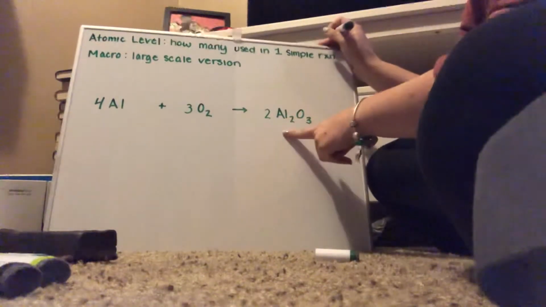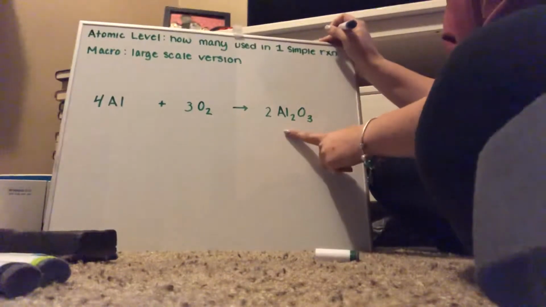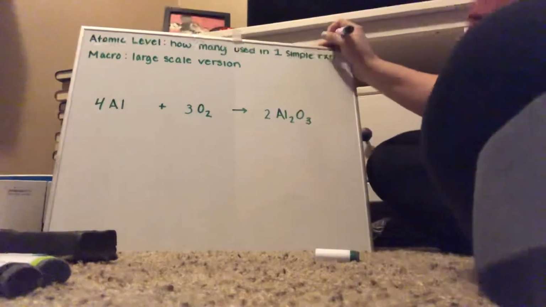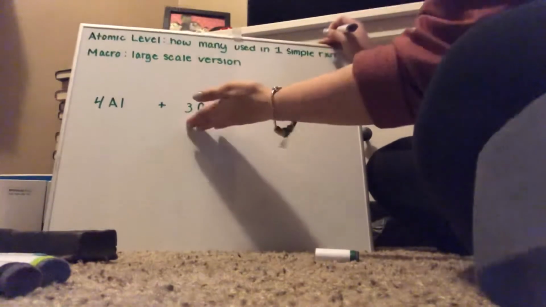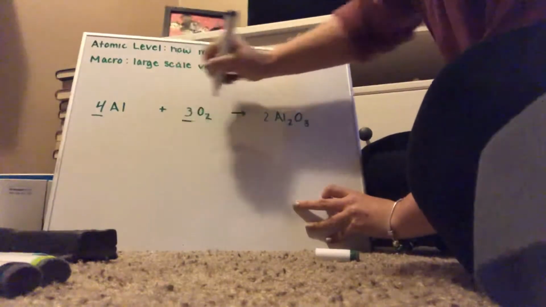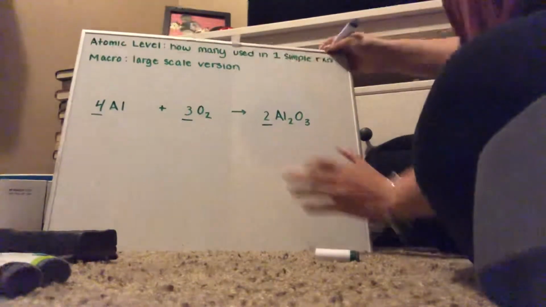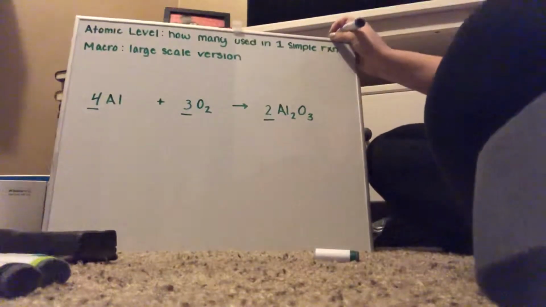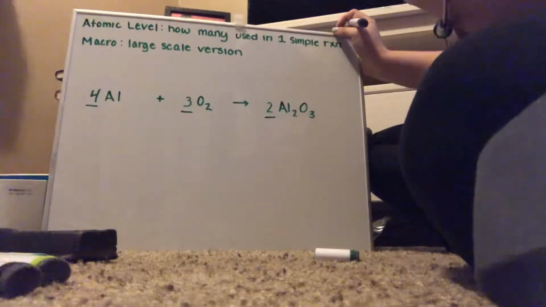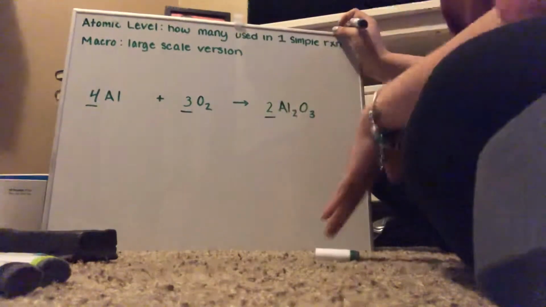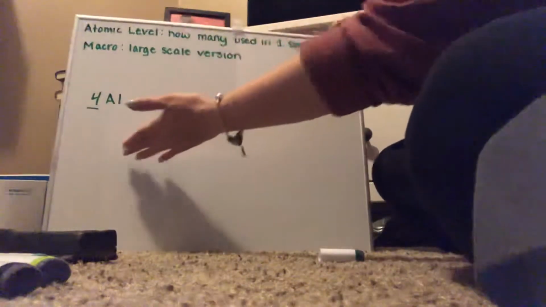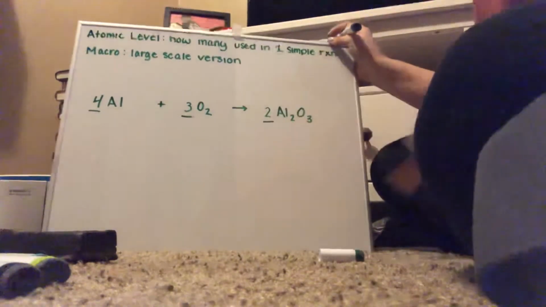And then you have 2 molecules of this whole compound, Al2O3. So 4, 3, and 2. And that corresponds to these numbers, which are the stoichiometric coefficients. She just wants you to recognize that you can go from the atomic number to the macro number by saying, every time I use 4 of these and 3 of these, I'm going to get 2 of these.